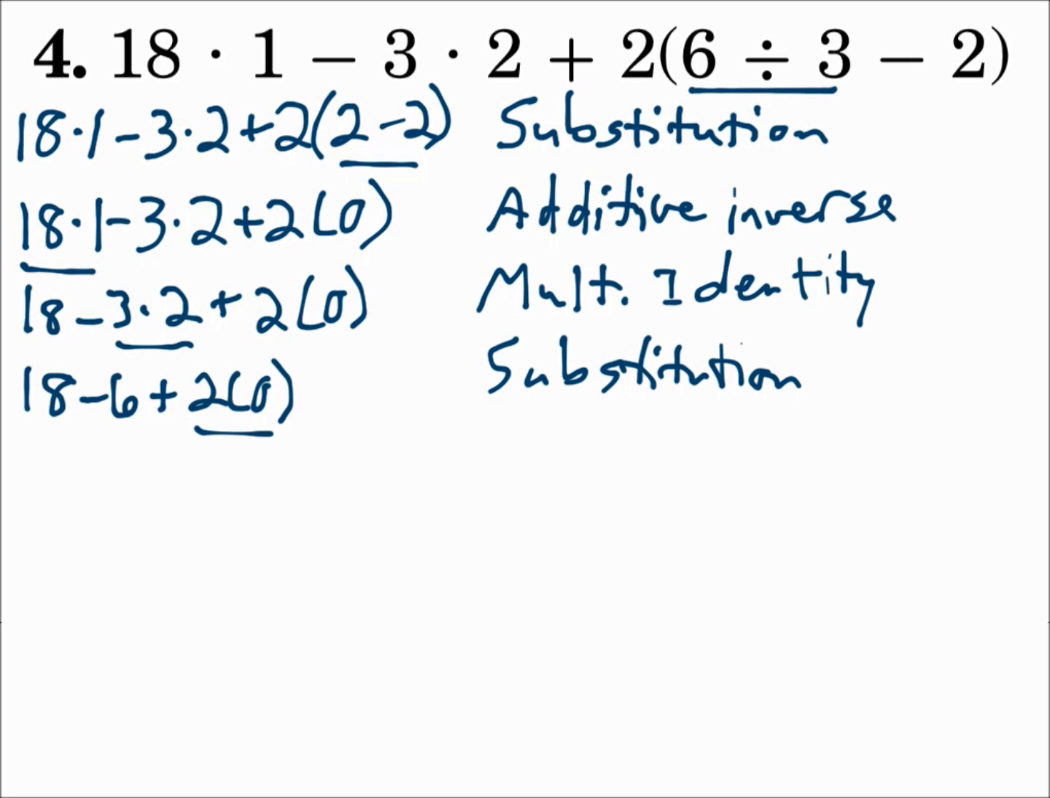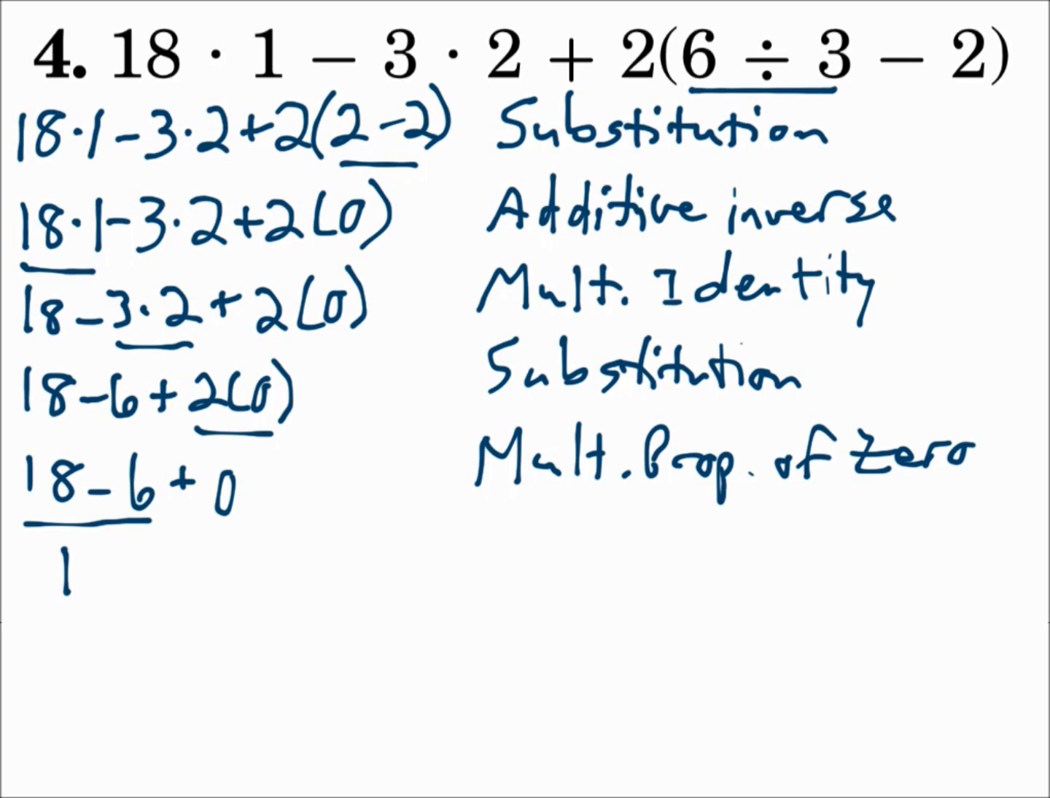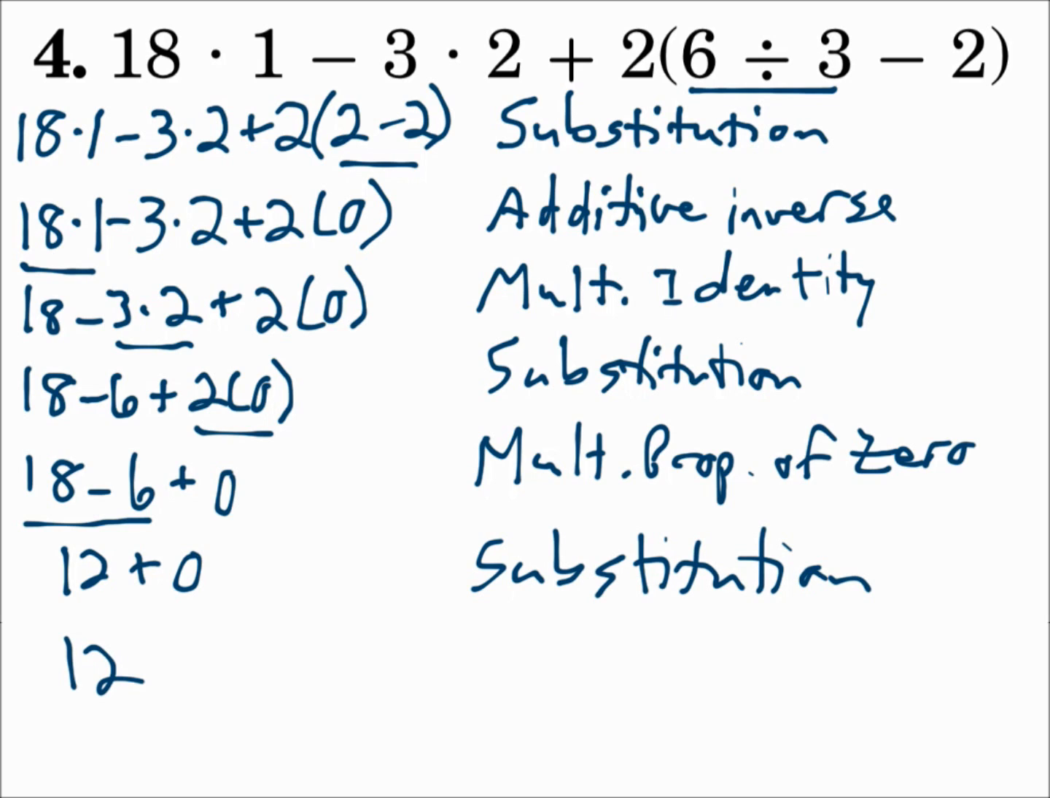Then you have 2 times 0, which is 0. When you multiply by 0, that's the multiplicative property of 0. 18 minus 6 is next, which is 12. That's substitution. And finally, 12 plus 0 is 12. That's the additive identity. When you add 0, you get the same thing.